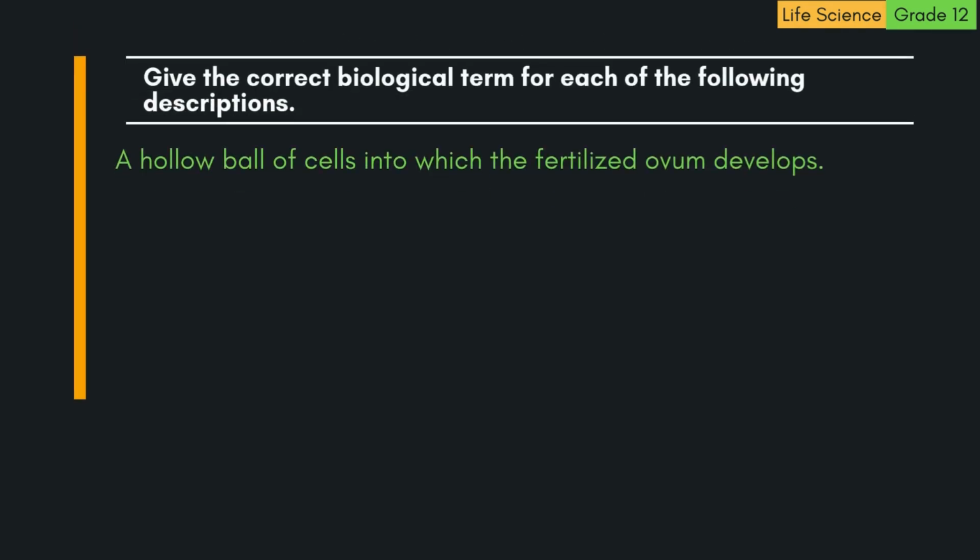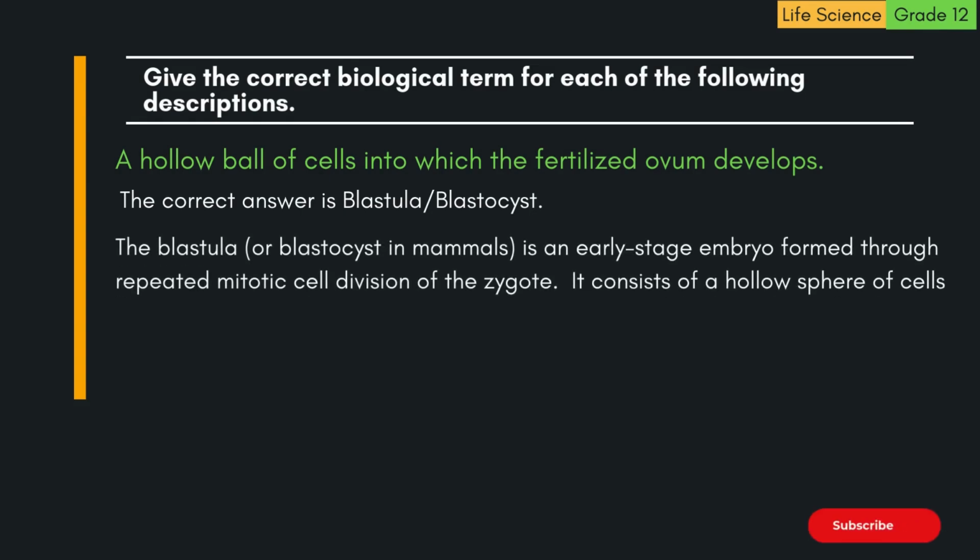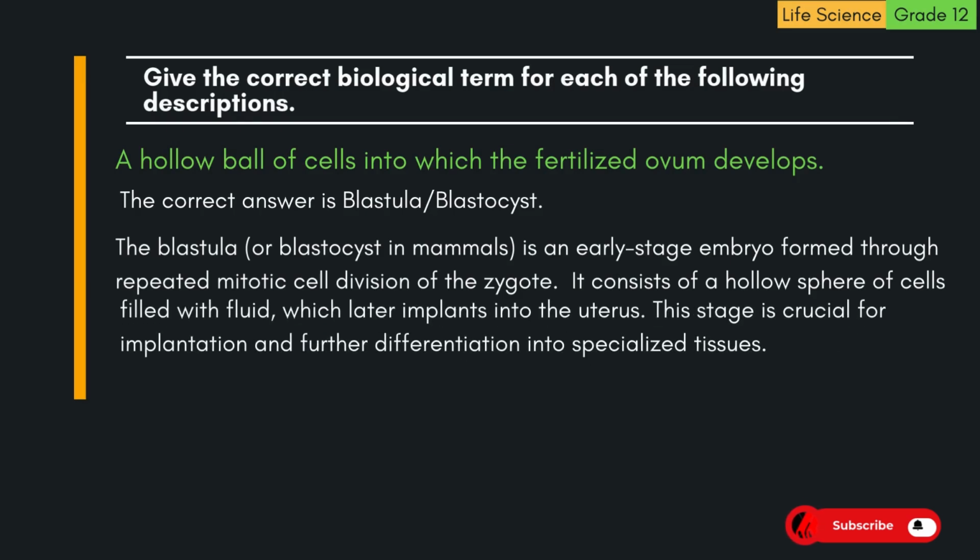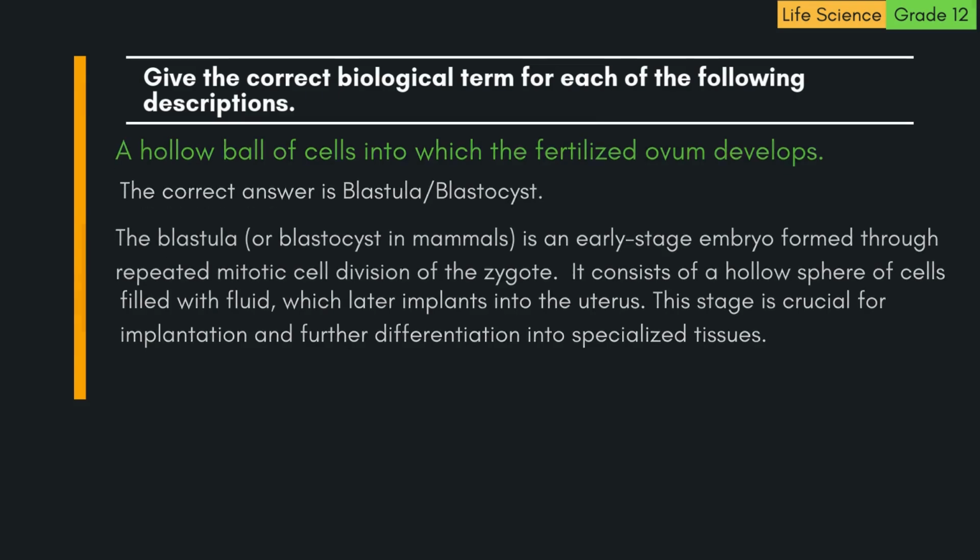A hollow ball of cells into which the fertilized ovum develops. The correct answer is blastula or blastocyst. The blastula, or blastocyst in mammals, is an early-stage embryo formed through repeated mitotic cell division of the zygote. It consists of a hollow sphere of cells filled with fluid, which later implants into the uterus. This stage is crucial for implantation and further differentiation into specialized tissues.